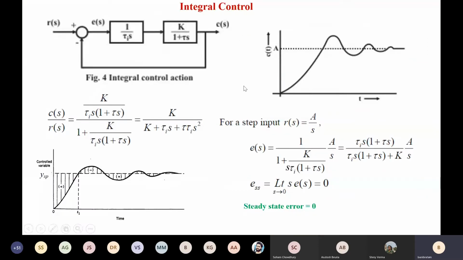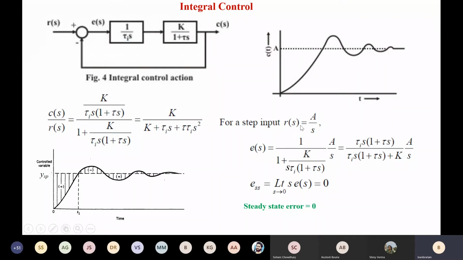Okay. So this C by R, this is your G into Gc divided by 1 plus G into Gc. And if you just simplify it, it will simply come as K by K plus tau I s plus tau into tau I into s square. Okay. Now what will be the expression of E(s)? E(s) will be 1 by 1 plus G Gc, is not it? So G Gc means K into K divided by tau I s into 1 plus tau s. So that we are getting here. And then E(s) by R(s) equals this factor.